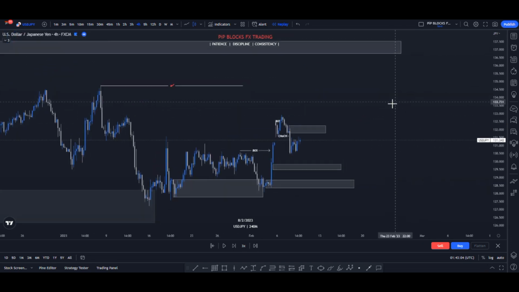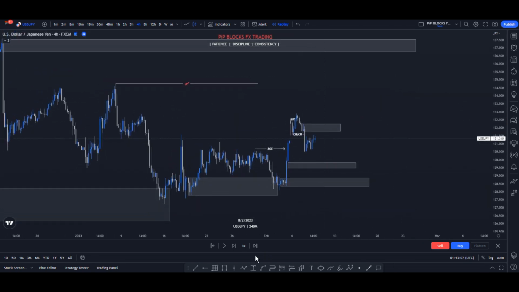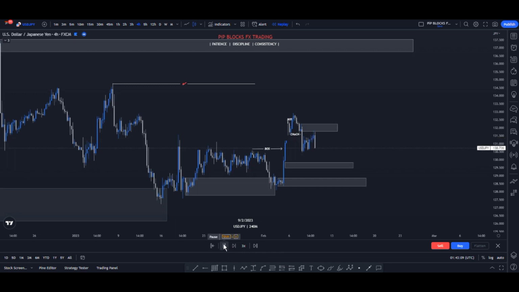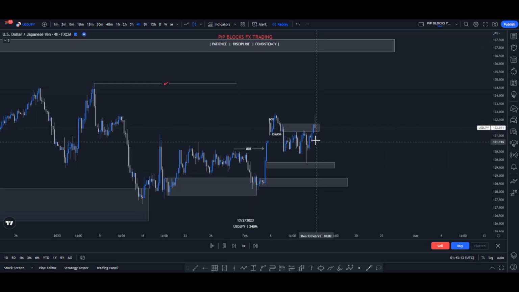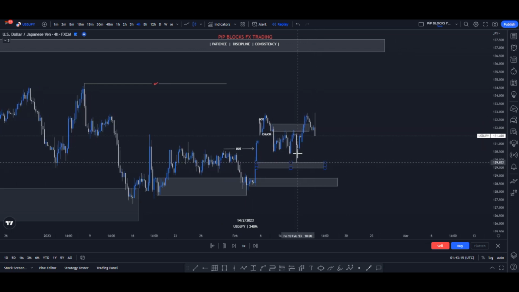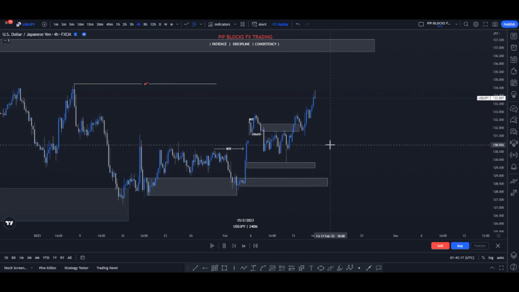Okay, so we had a tap into it twice. Came down before going up.